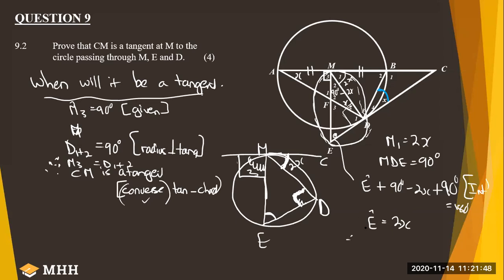Right? And then therefore, yeah, in the memo they also worked with the opposite of the tan chord theorem. You can use the word opposite. Converse is just the mathematically correct word. Therefore, E is equal to 2x, and therefore CM is a tangent, right, because of the converse.